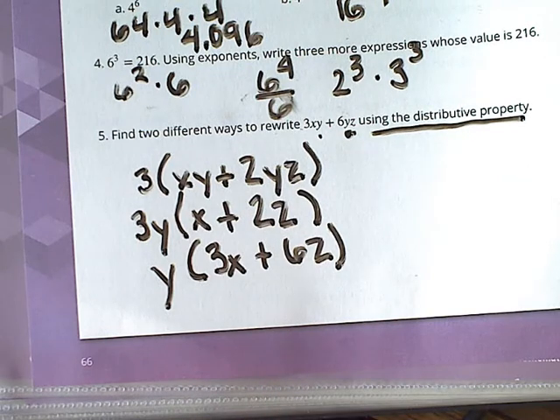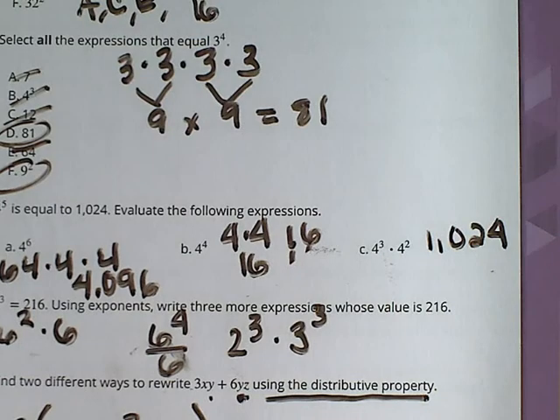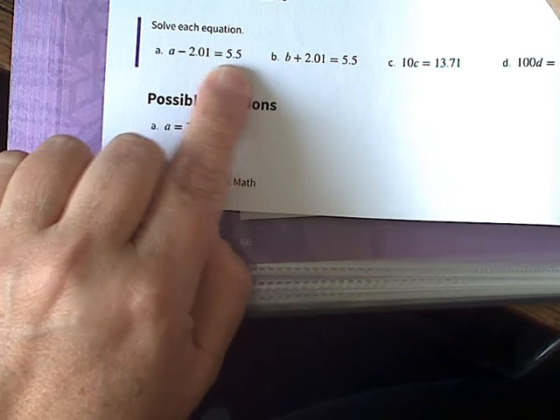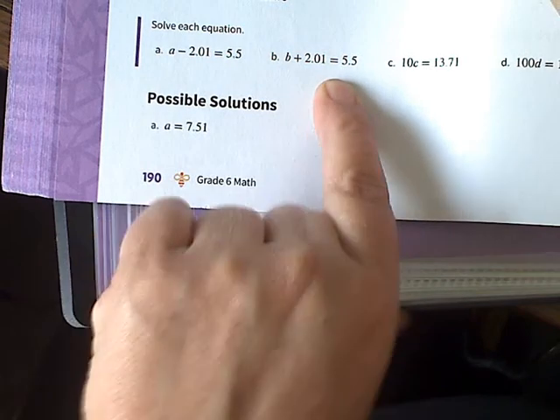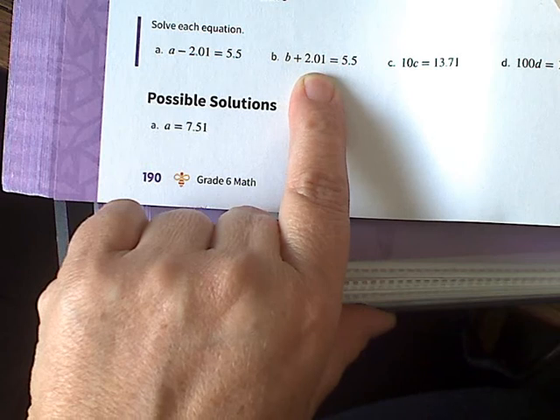Alright, so for number 6, solve each equation, and for these, I'm just going to show you the answers because that's the best way to do that. So we have A is equal to 7.51, and to get that you're just adding these two together, 5.5 plus 2.01. In B, you're going to subtract 5.5 minus 2.01, and you get 3.49.